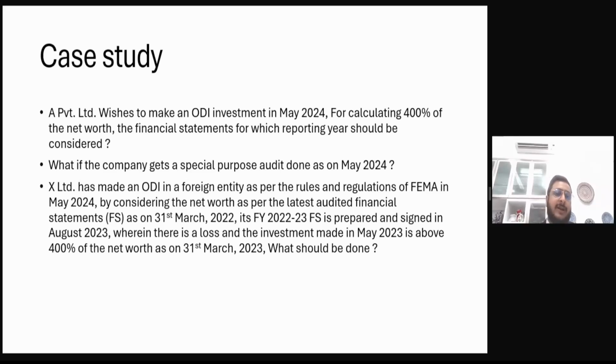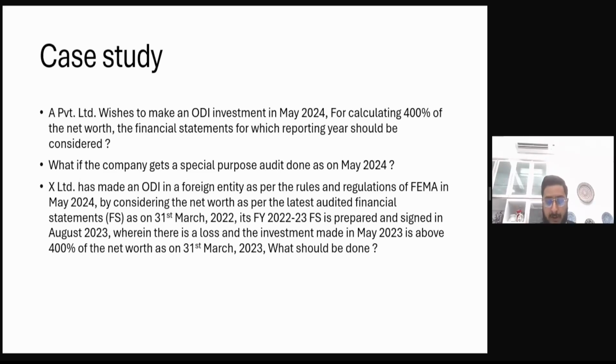It says your latest audited financial statements not exceeding 18 months. So I can refer to my audited balance sheet as on March 2023, the net worth. Accordingly, I can do the ODI. I can calculate the 400% with respect to the net worth as per my March 2023 financials. But this is valid only up to 30th September.